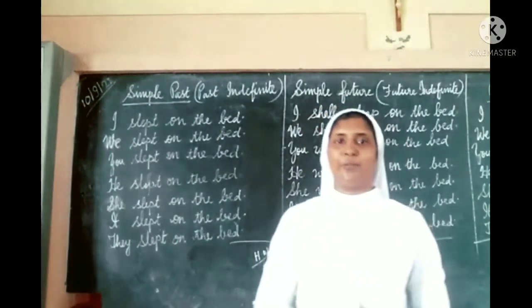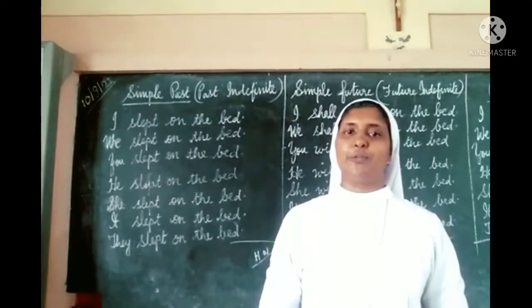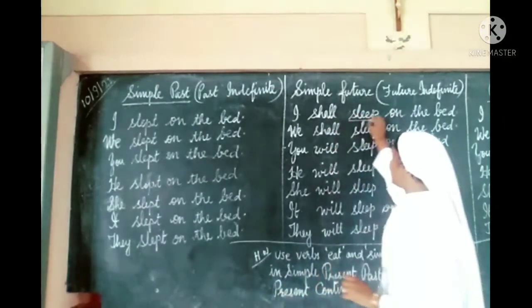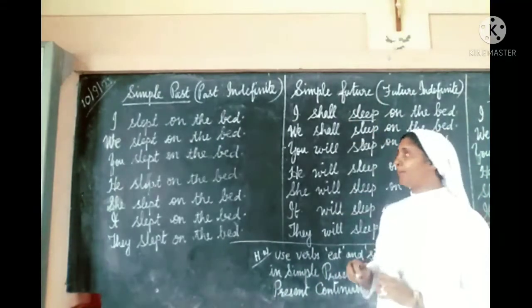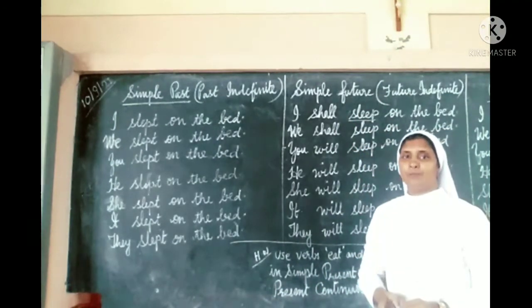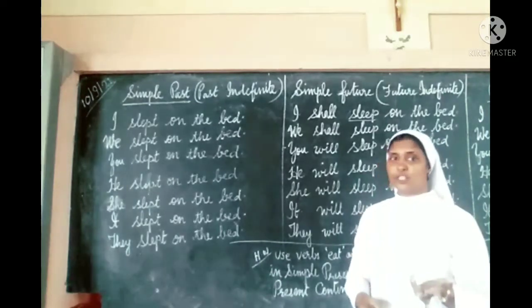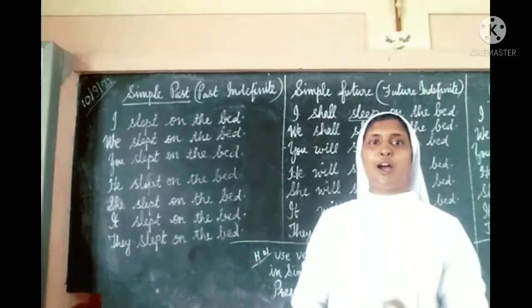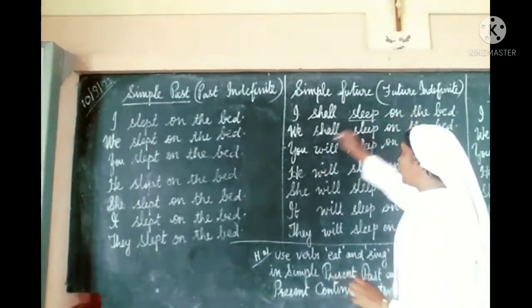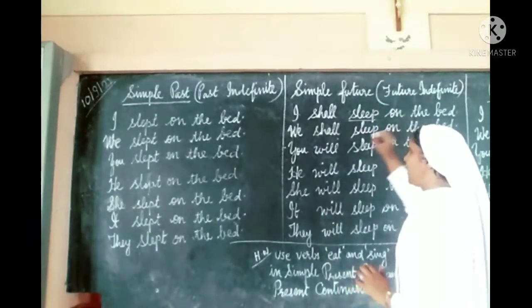Along with I and we, in normal conversation we use shall. I shall sleep, and we use the first form of the verb. Shall or will, and we use the first form of the verb. How do we know that it is a future tense? By the use of shall or will. So I shall sleep on the bed. We shall sleep on the bed.